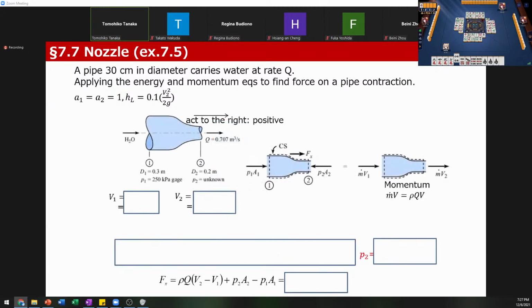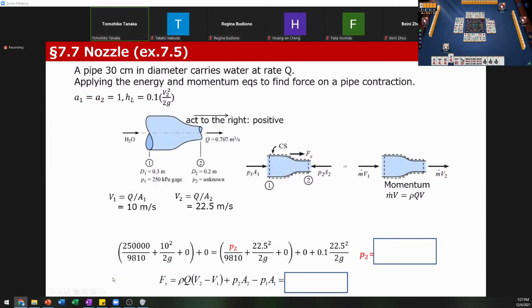And then to solve that, you have to think about the energy equation. The unknown is the pressure at position 2. And then the pressure at position 2 can be derived from these equations. The pressure at 2 is 21.6 kilopascal. And then you can substitute the pressure P2 into the momentum equation, and then you will get minus 8.16 kilonewtons. Okay, that's the answer.